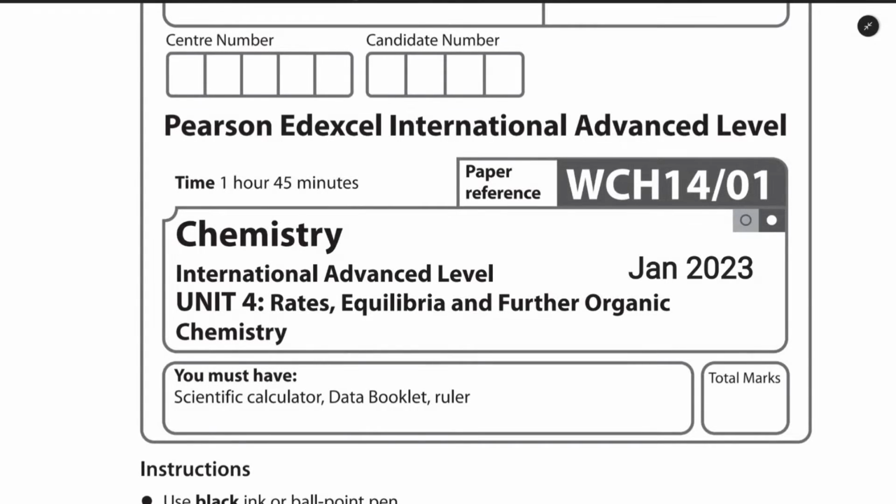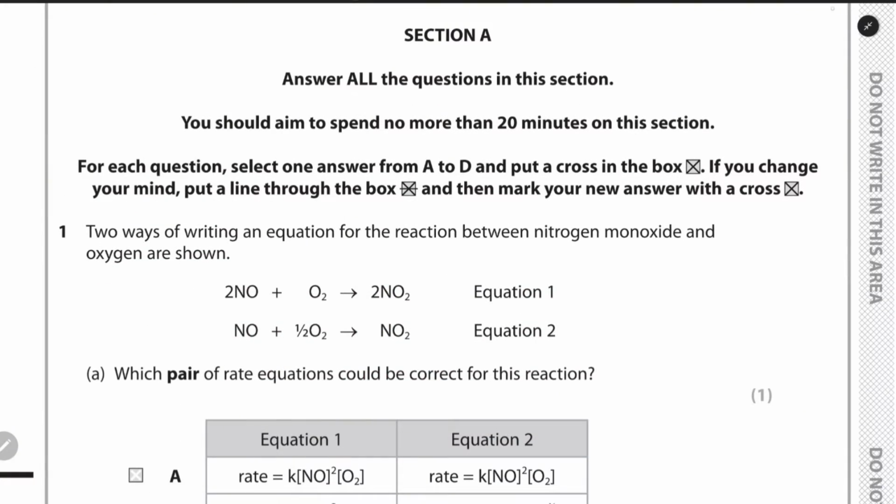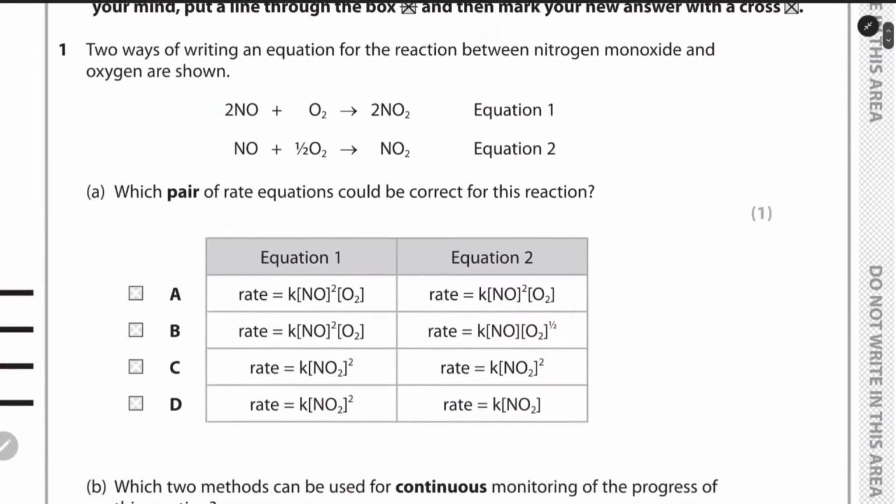Welcome to Mathematics. Today we'll be solving the Pearson Edexcel IAL January 2023 paper of Chemistry Unit 4. In the first question, we have a question about the rate equation. Now there are two equations from which we have to find the rate equations which could be correct.